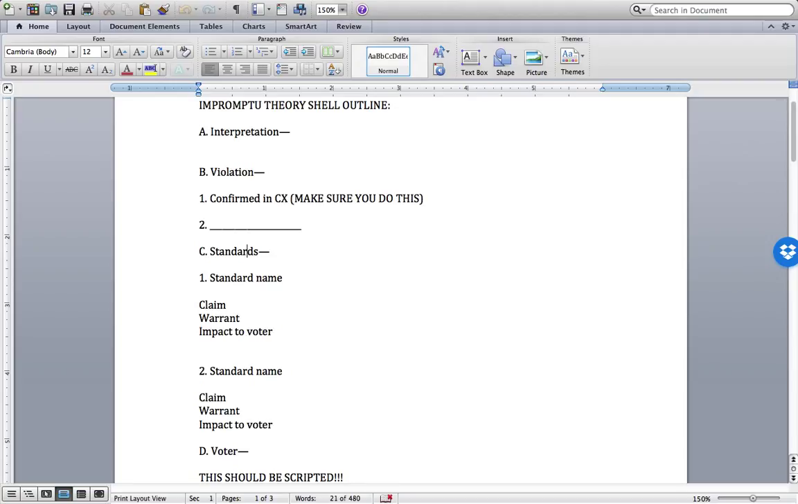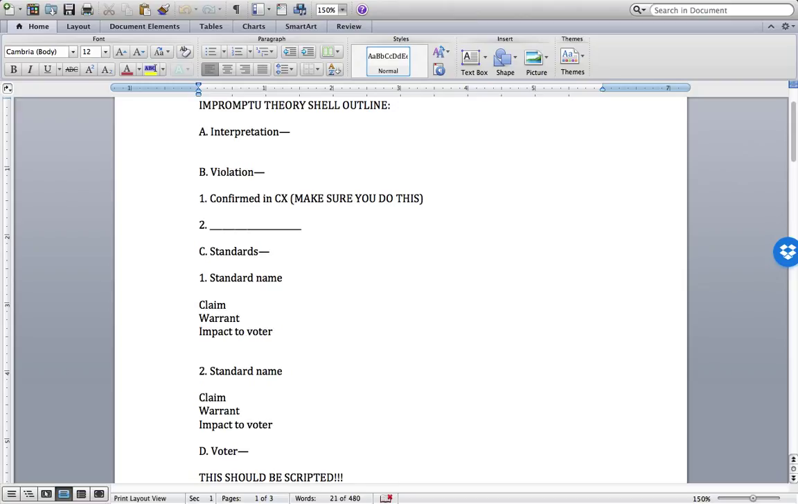This is both for you and for your opponent, because I think there are some persuasive arguments indicating that you should have at least a text of your interp or be able to reconstruct the text of your interp, since it is the rule that you defend. Does that make sense? So, interp should be written.